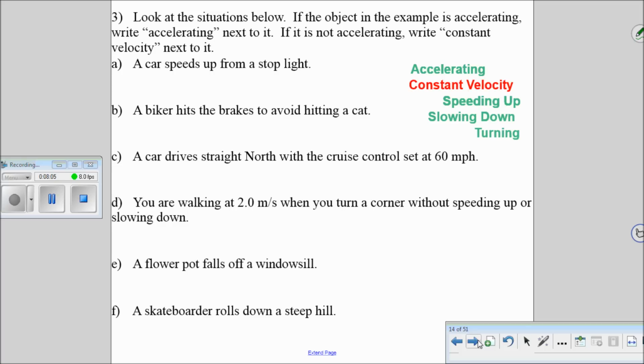All right. So again, in a minute here, I'm going to pause it. So look at the situations below. If the object in the example is accelerating, write the word accelerating. If it is not accelerating, write constant velocity next to it. And I'm going to add on one other thing here. If it is accelerating, tell me why it's accelerating, like how it's accelerating. All right, so pause the video, go ahead and do that.